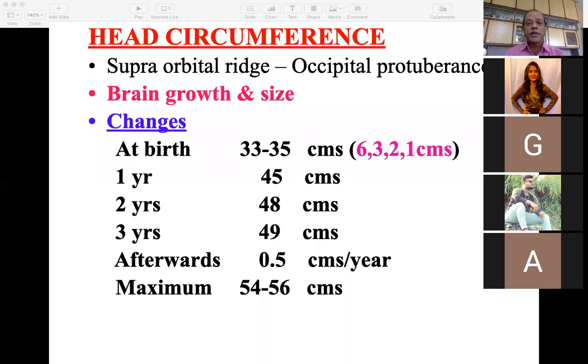At 1 year, it becomes 45 centimeters. At 2 years, it is 48 centimeters. At 3 years, 49 centimeters. And afterwards, about 0.5 centimeter per year. And the maximum will be 54 to 56 centimeters.